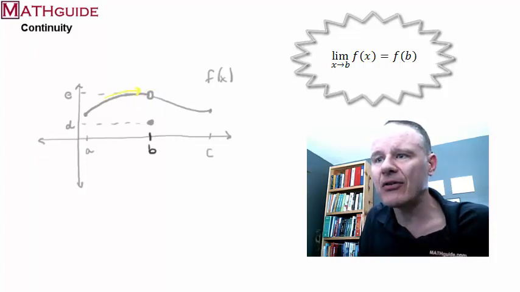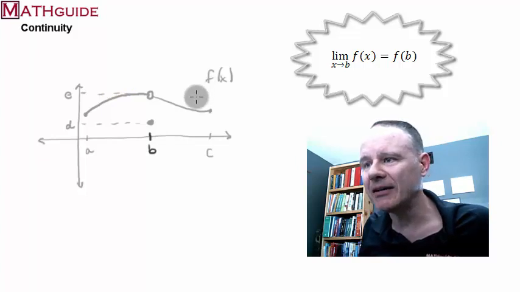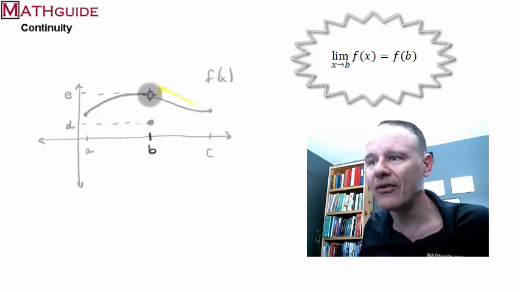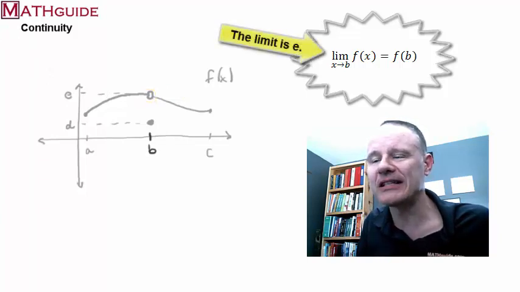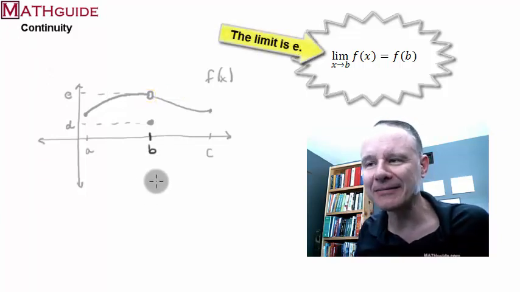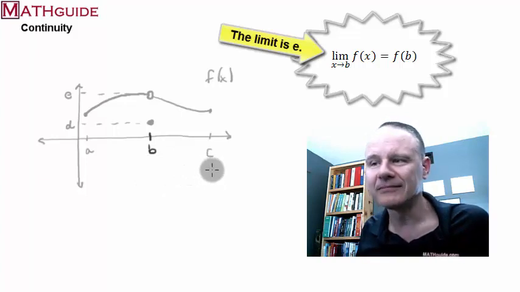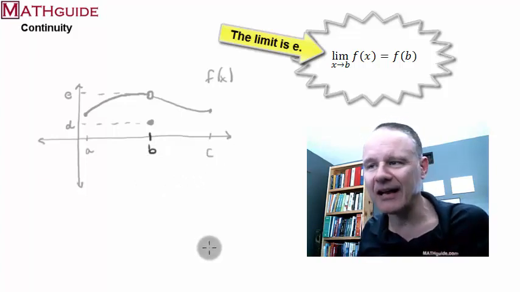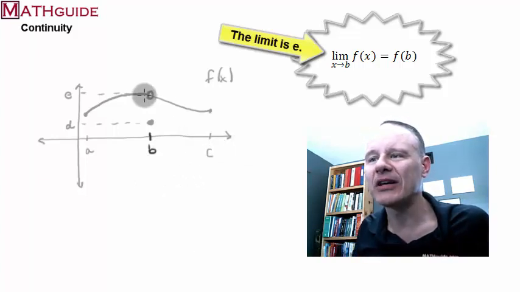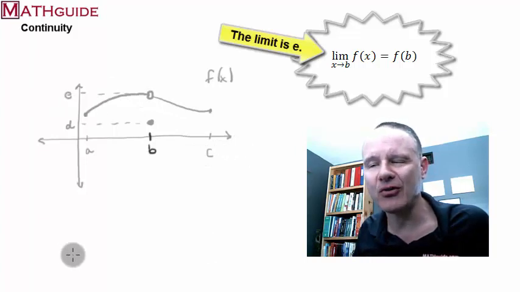But let's say you're on the right side of B and you're finding the limit. If you're finding the limit here on the right side, you're still headed towards this open circle, and that open circle has a y value of E. So clearly when you're finding the limit as you're approaching B, you're approaching the y value E.